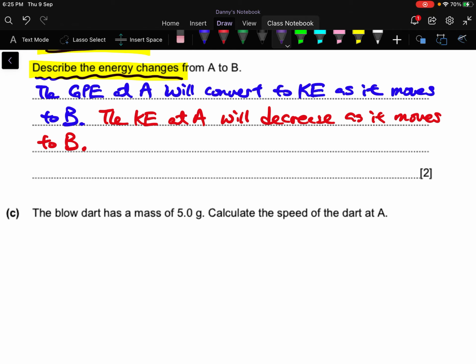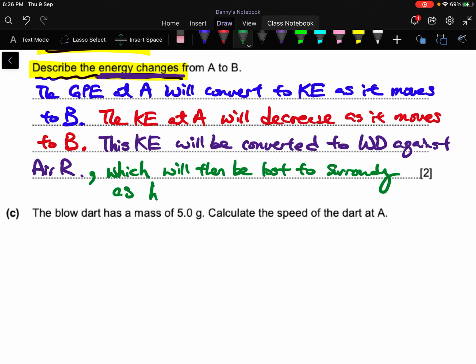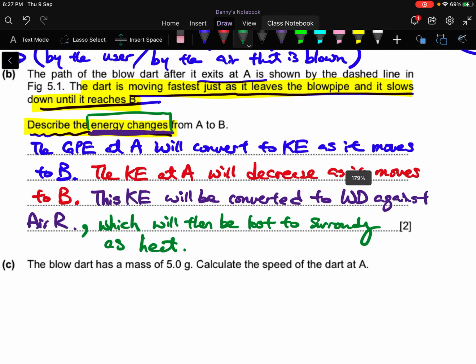Okay. Then what do I say? Oh, this KE decrease, turn into what? I must say energy change. I must focus on this. This is the subject of my question. So KE at A will decrease. So this KE will be converted to work done against air resistance, right? Then if I still have space, I may add in, which will then be lost to surrounding as heat. So this guarantees I get all the information, because whatever I say here is about describing the energy change. I don't need to go and say sum of energy and all that, because that is for conservation of energy, that's on how to apply the principle of conservation of energy to the context.